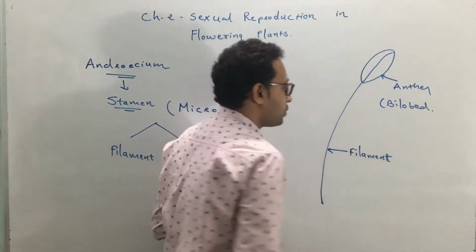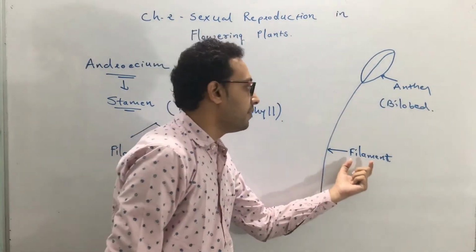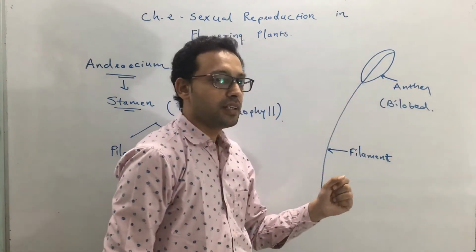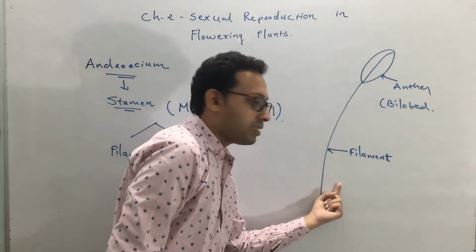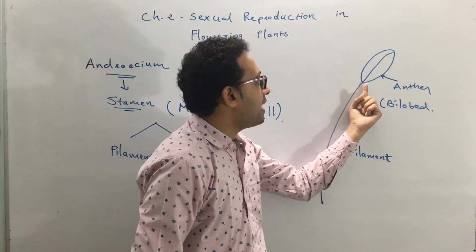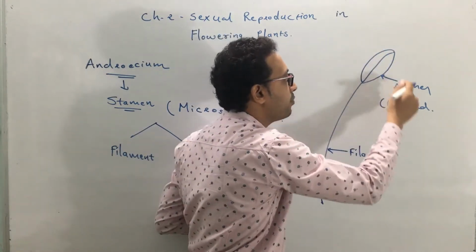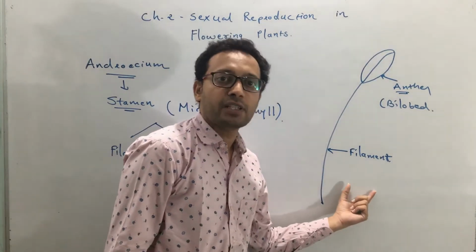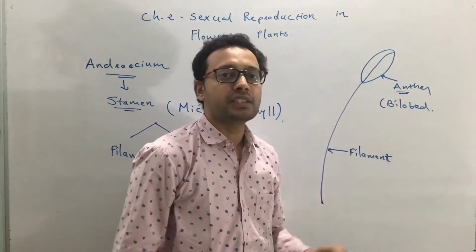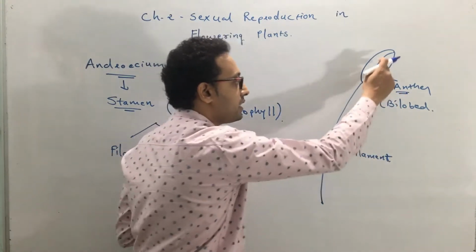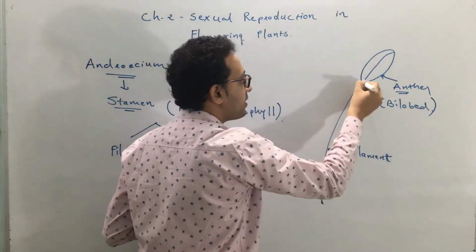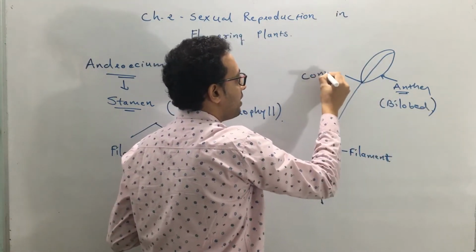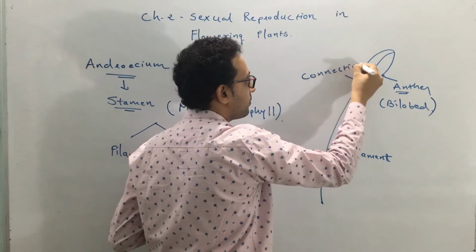Okay students, so these are the two parts of a stamen, filament and anther. Filament is a slender part of a stamen, and at the terminal end of the filament there is a bilobed structure, which we call the anther. Filament is a sterile part of a stamen and the anther is a fertile part of a stamen. The anther and filament are connected by the connective.